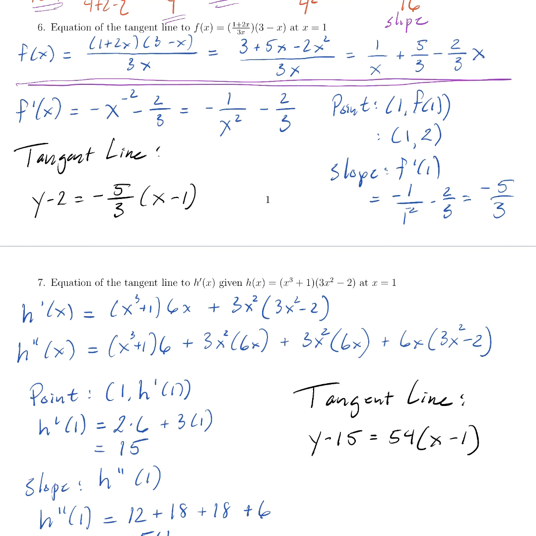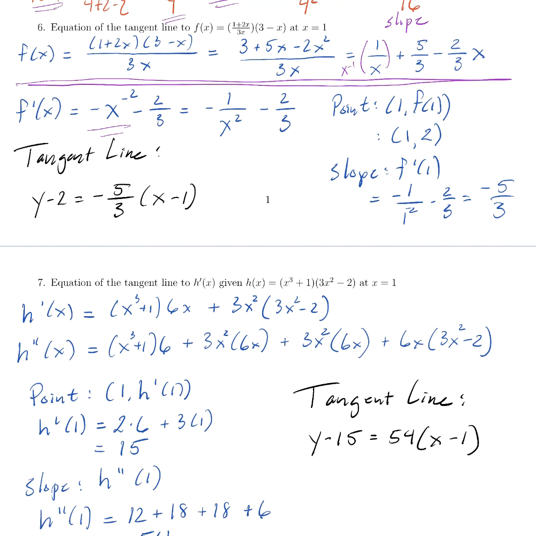I've just rewritten the function as this function over here: 1 over x plus 5/3 minus 2/3 x, simplifying that function. And now I can take the derivative of each of these pieces separately. So this is just x to the negative 1, so its derivative is negative x to the negative 2, minus 2/3, because the derivative of 5/3 is 0, which is negative 1 over x squared minus 2/3.